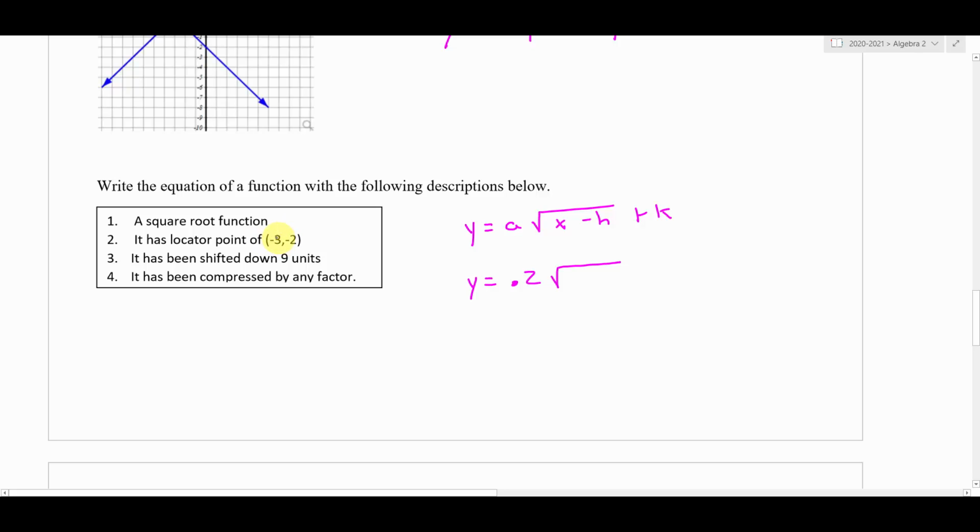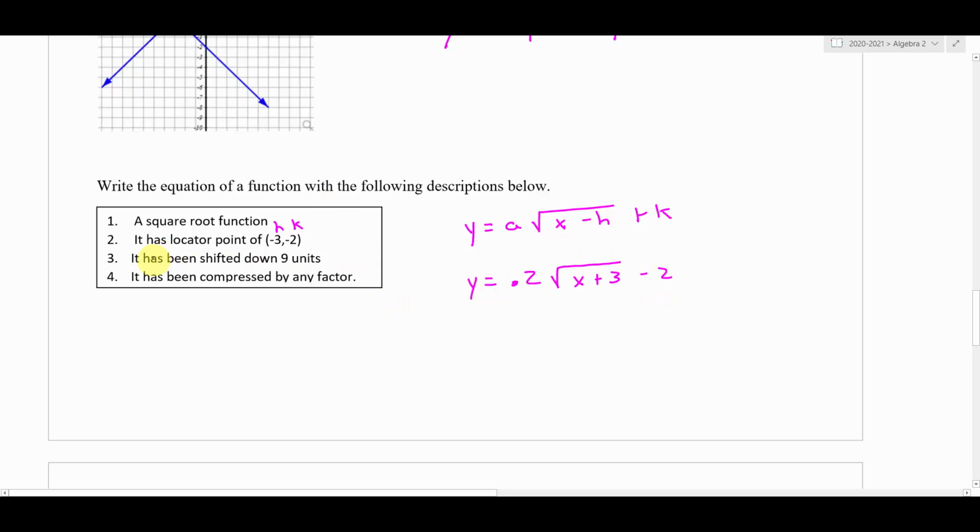All right, now the next thing I'm going to look for here is the locator point. All right, so the locator point tells me the H and the K values. Okay, so the H, representing our horizontal translation or transformation, is -3, right? So it tells me that the square root has been moved to the left 3 units, and to move left I need an x plus 3. And this -2 tells me that the square root has been moved down 2 units, and to move down 2 units I would go -2. And that completes my equation.